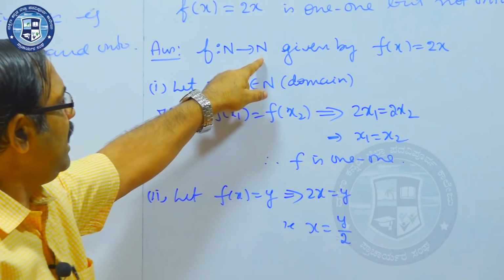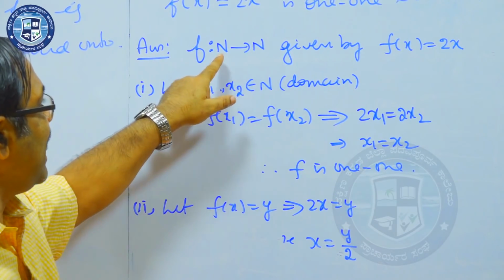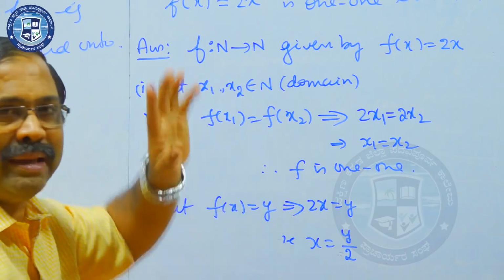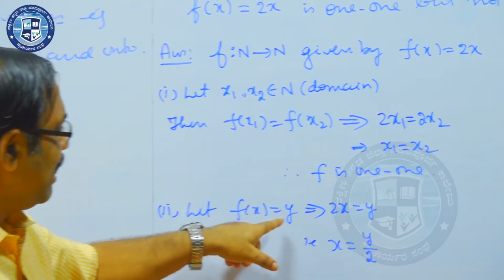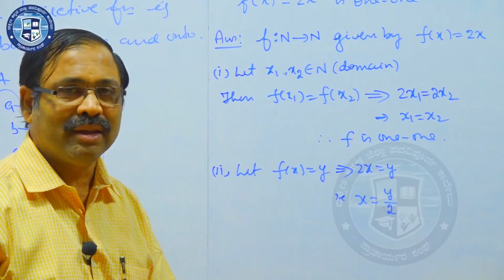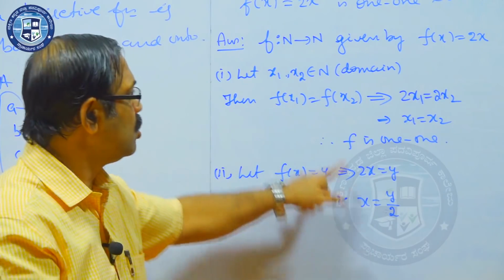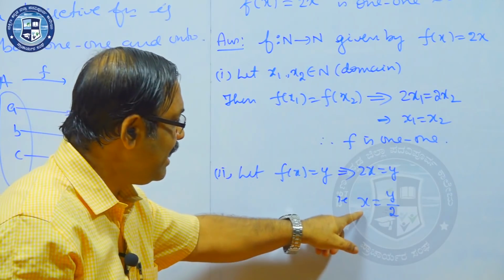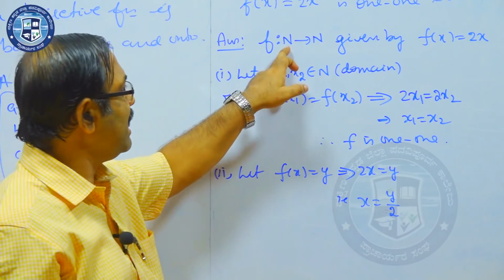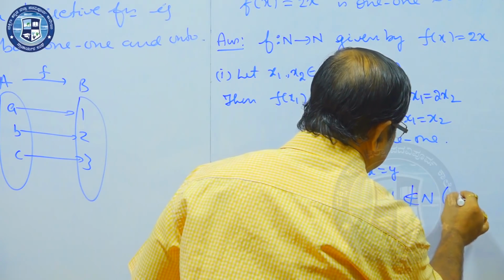For each y belonging to codomain N, there exists x belonging to domain N such that f of x is equal to y. So first you have located an element in the second set, that is, you are taking f of x is y. Now, with the help of this you are finding an element x that must belong to this domain. Now, I have got x is equal to y by 2. Does it belong to this N domain? No, it does not belong to N. N means domain.